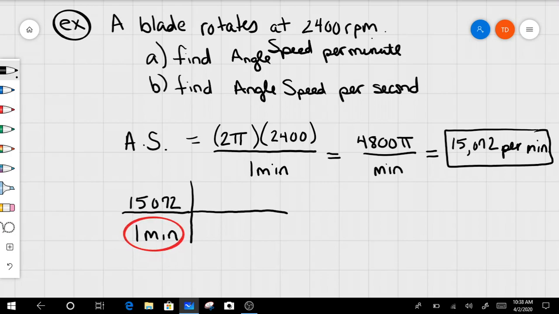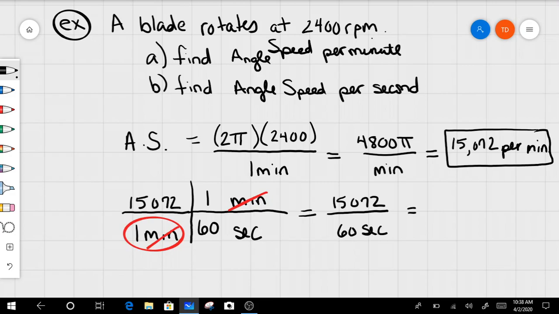Well, in order for that to go away, for something on the bottom to cancel with something else completely, that other thing has to be on top. So minutes must be on top and seconds must be on bottom. And I know that 1 minute is 60 seconds. So look and see what happens. When you multiply straight across, this on bottom cancels with this on top, right? And up top, when you multiply straight across, I get 15,072 times 1 is just 15,072. On bottom, 1 times 60 is 60, and the only word that is left is seconds.